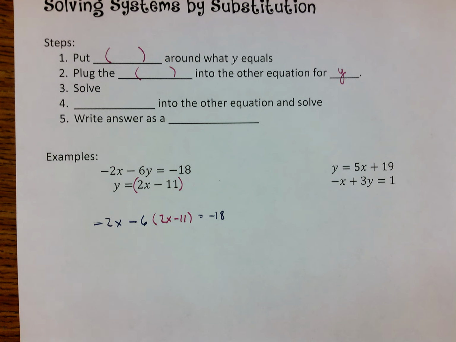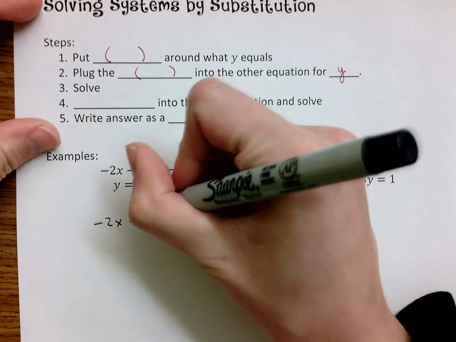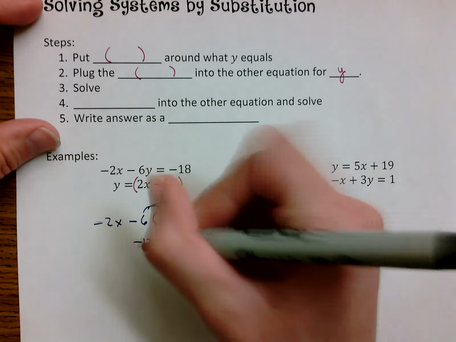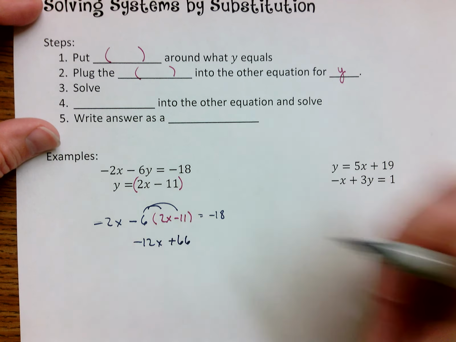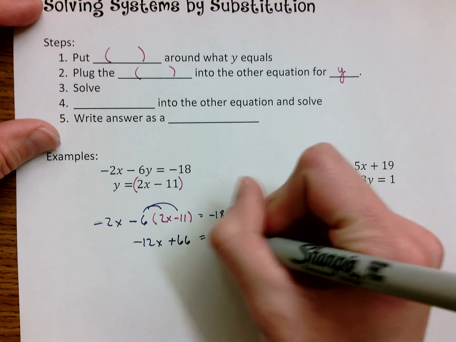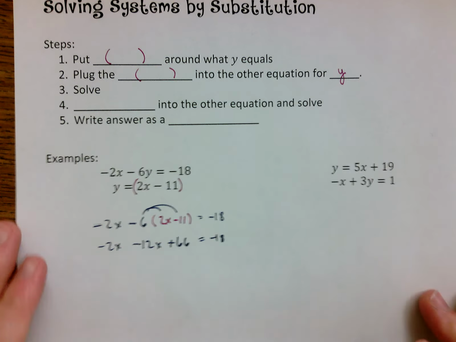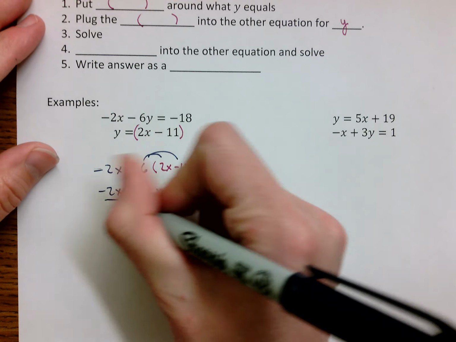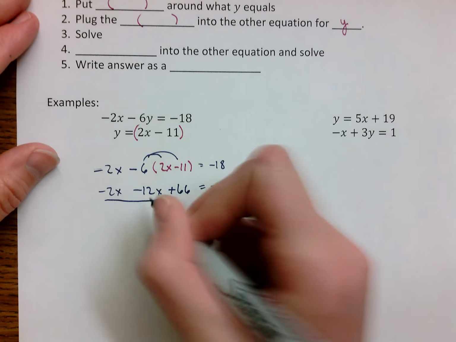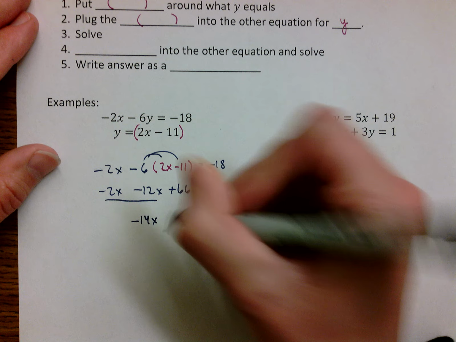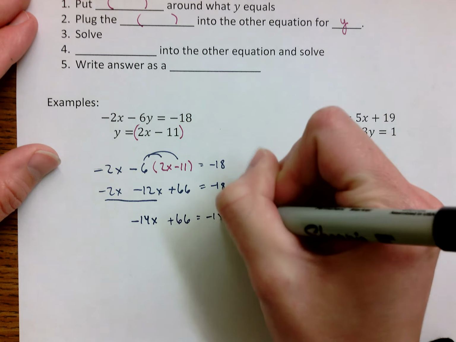Okay, step 3 is we're going to solve this equation. This looks like it's going to be a little bit complicated, but we're going to be okay. The first thing I'm going to do is the distributive property. So negative 6 times 2x would be negative 12x. Negative 6 times negative 11 is positive 66. And then everything else just gets copied down, so the negative 2x in the front comes down. We've got some like terms here that I can combine. Negative 2x and negative 12x is negative 14x, plus 66 equals negative 18.